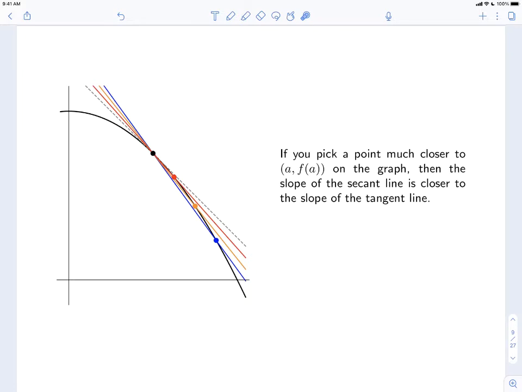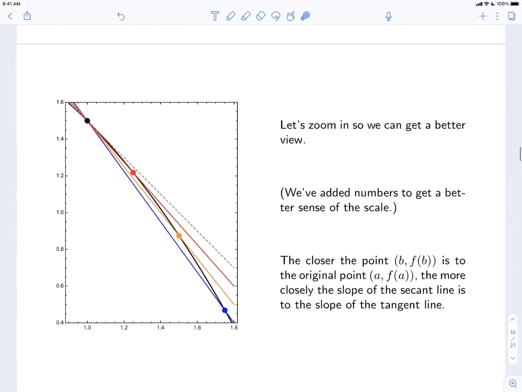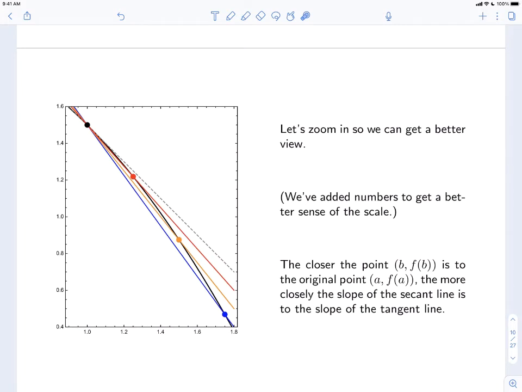Let's zoom in on this so we can get a better look. So here we are. This is zoomed in. We've added some numbers here just to give it a sense of scale. But you can see that these are the same lines as before. You can see the same points that were on here as before. But now you just get a better look at the lines. This blue line is our first secant line.